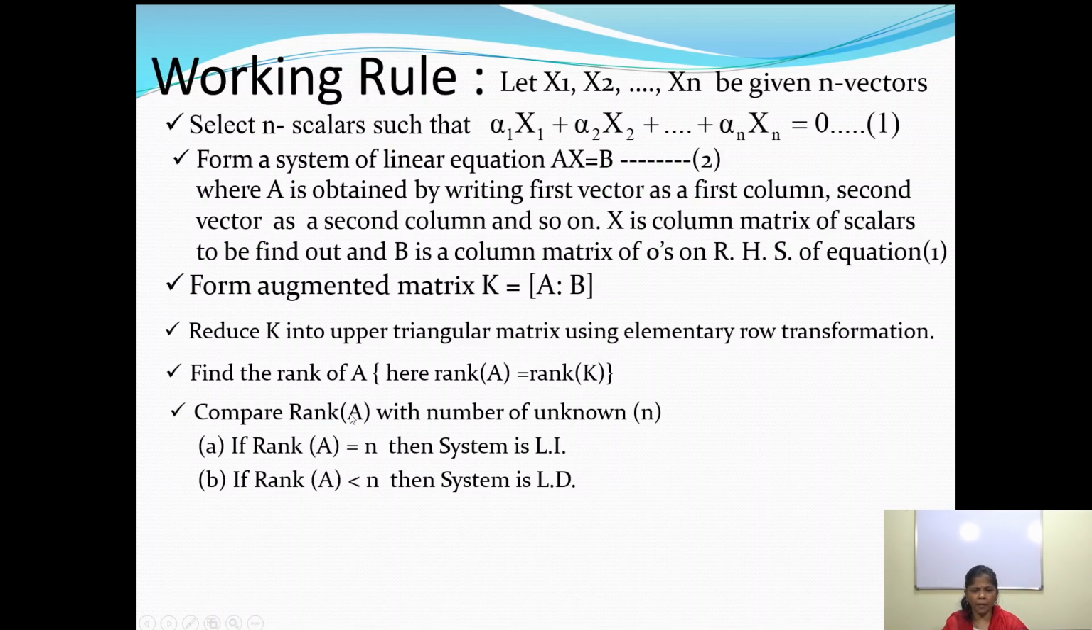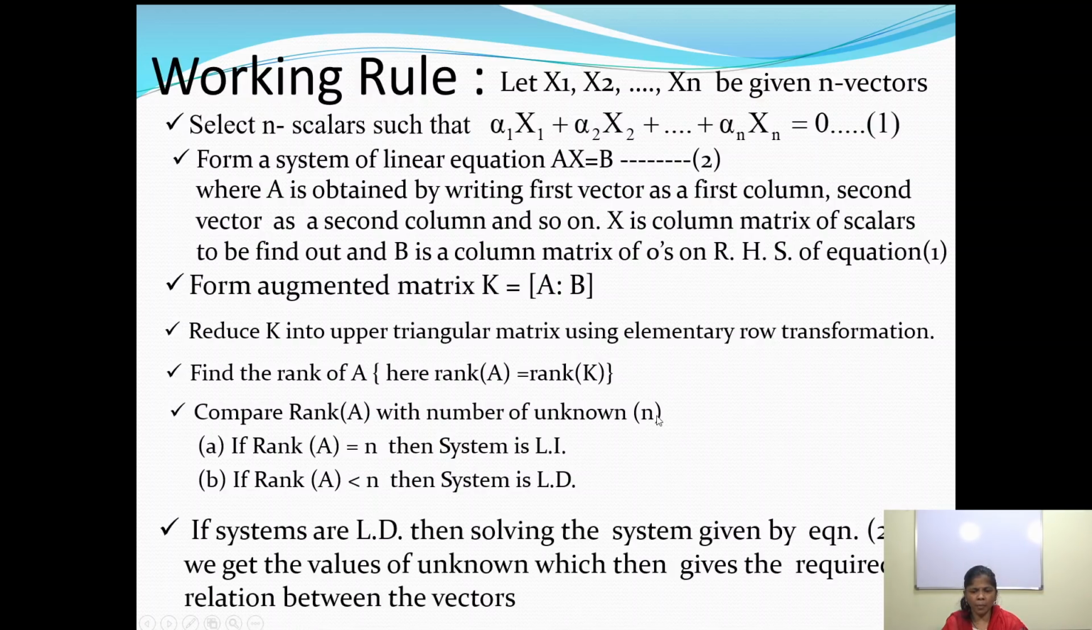Now compare the rank of A with the number of unknowns. Remember, the number of unknowns is nothing but the number of scalars to be evaluated. There will be two possibilities. If the rank of A is n, the system is linearly independent. And if the rank of A is less than n, then the system is linearly dependent. If the system is linearly dependent, then solving the system of equations given by equation 2, we will get the values of the unknowns, which then give the required relationship between the vectors.